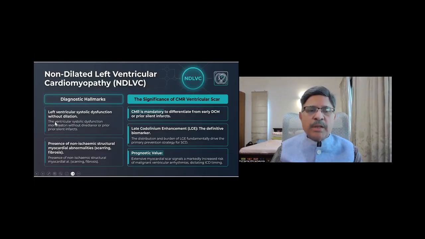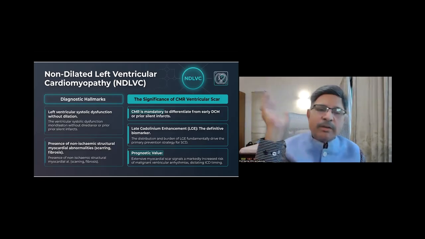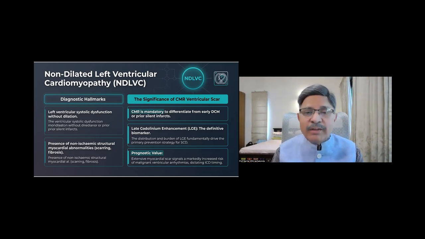Diagnostic hallmarks: left ventricular systolic dysfunction without dilatation. Whenever you have a systolic dysfunction, you obviously have either a hypertrophy or dilatation. Here there is no hypertrophy, there is no dilatation, but the ventricle is not contracting. Why is it not contracting? Because it is fibrous. It is deposited with material.